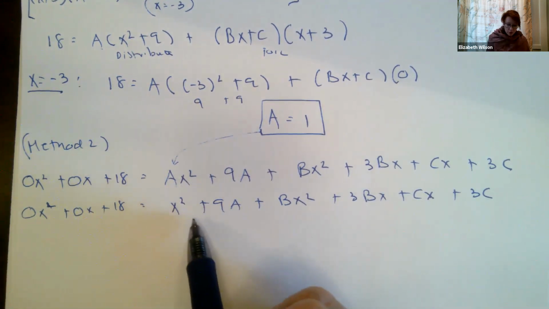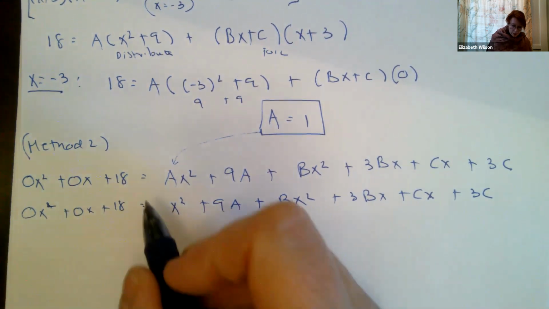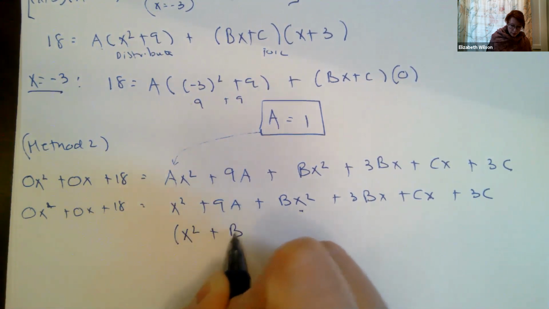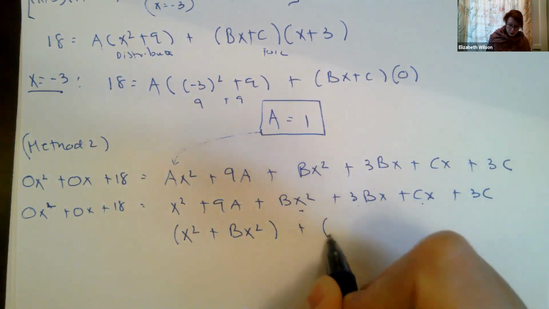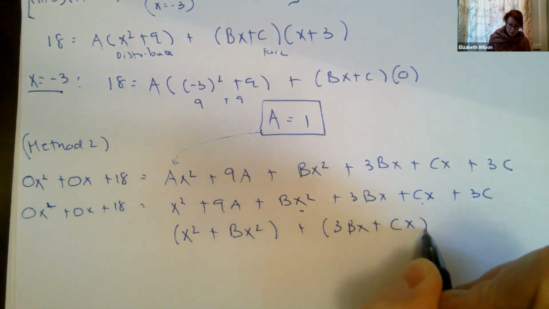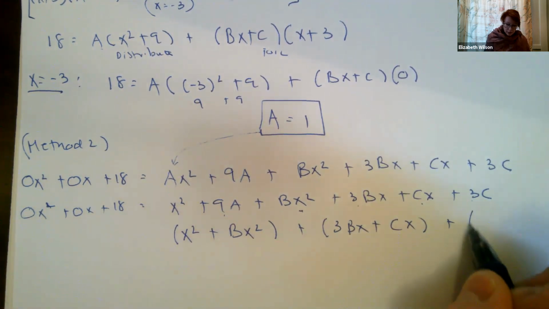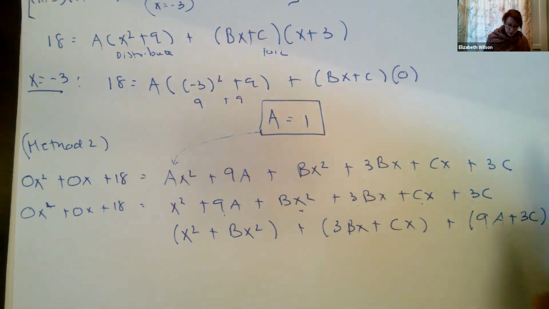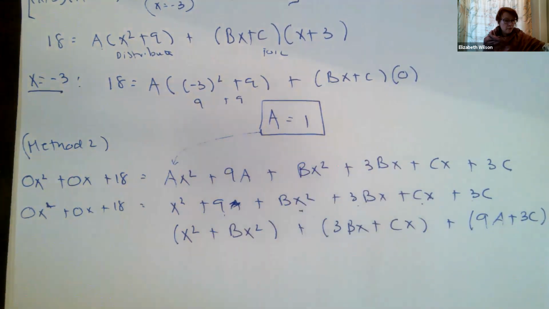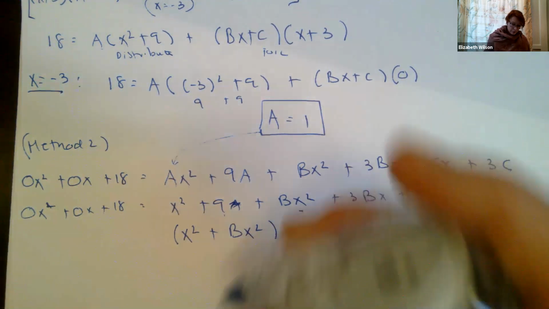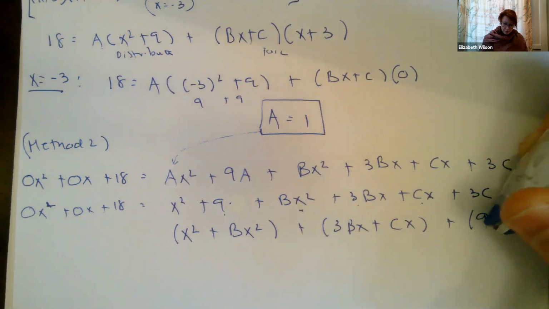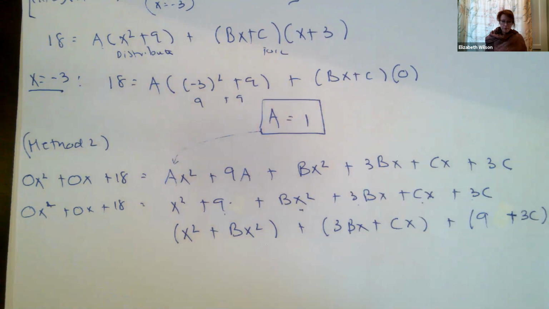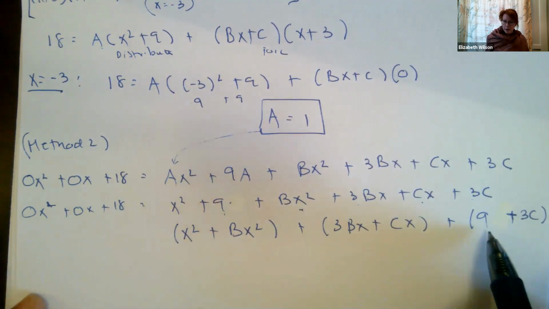Now we're going to start grouping things by terms. So I've got a 1x squared and a bx squared, so let's put that together: x squared plus bx squared. And now I've got an x and an x right here, I'm going to put those together. So I've got 3bx plus cx. And then I've got my constant terms I'm going to put together: 9a plus 3c. Oops, sorry, I could have substituted that with a 1. Let me do that now before I forget. Because a is equal to 1, I can just substitute there. So 9 times 1 is just 9, and then 9 plus 3c.